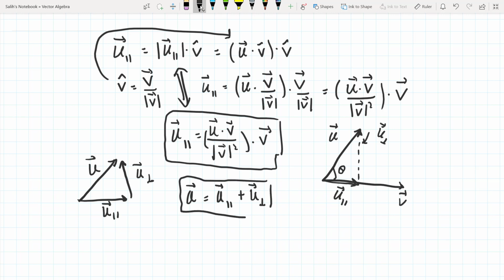And this is a very, very important idea here: to decompose the vector into two components, the orthogonal one and the parallel one.